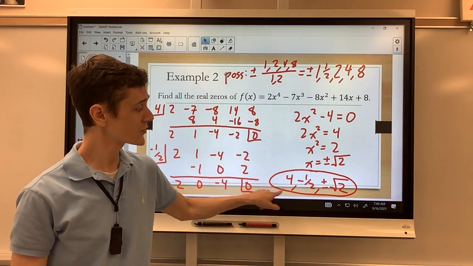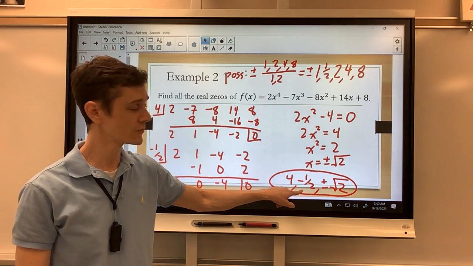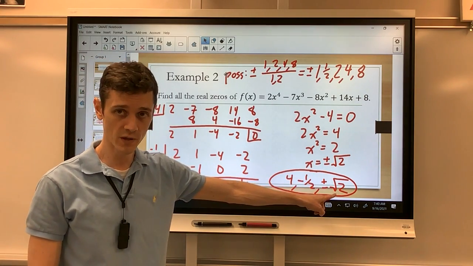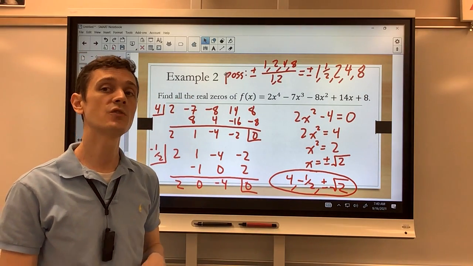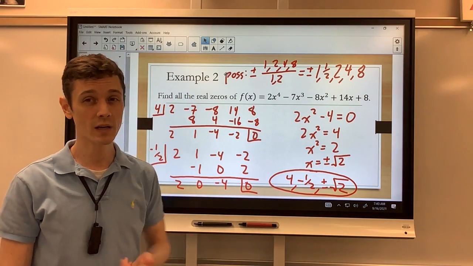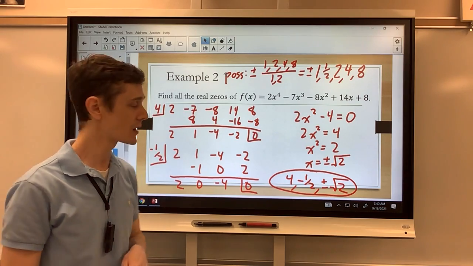Notice that 2 of them were rational numbers. 2 of them were numbers that could be written in fraction form, but 2 of them were not numbers I could have written as a fraction. That's why this one is saying find the real zeros. So when they mention real zeros in the directions, that is a good hint that some of your answers might be square roots. Keep that in mind.